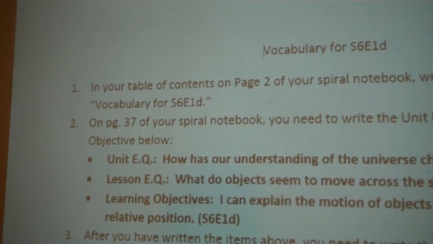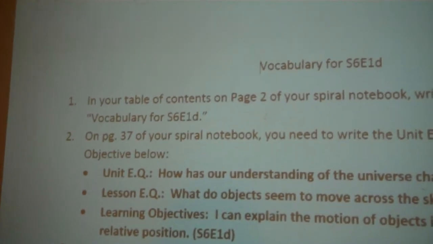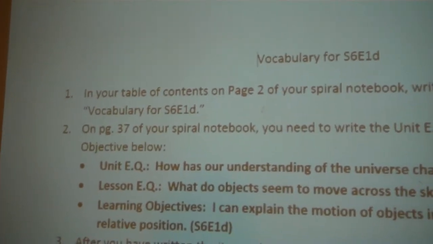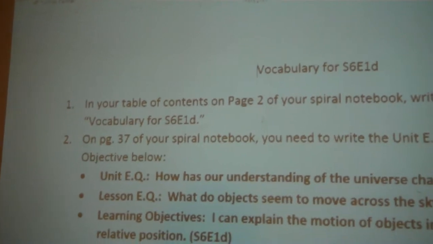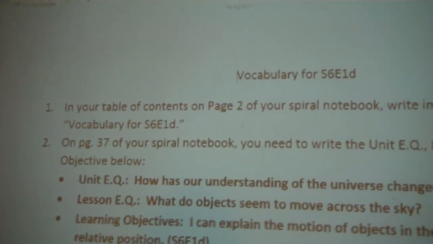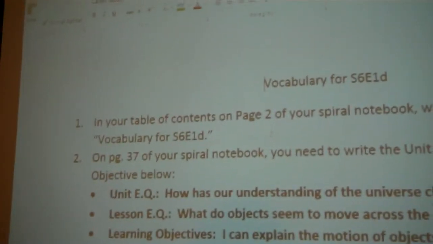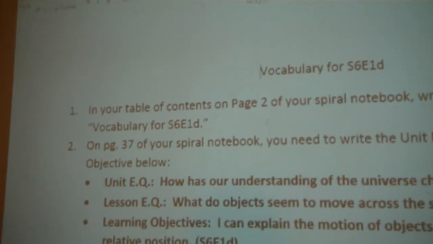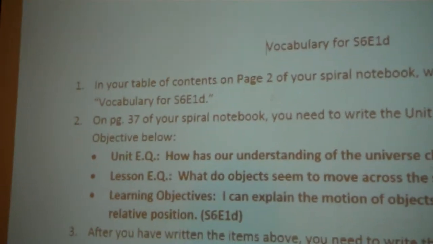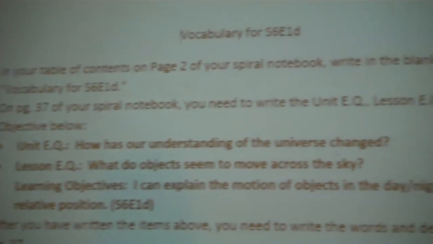This is the video for your vocabulary words over the standard S6E1D, which is for rotation and revolution. You do not need to worry about number one, the table of contents, because we will provide you with a new table of contents that has numbers 37 and etc. on it that will already be typed in there for you. So you need to start with number 2 on page 37 of your spiral notebook.